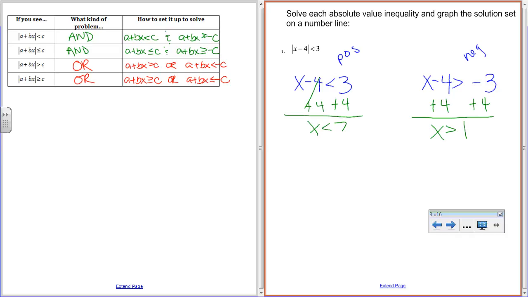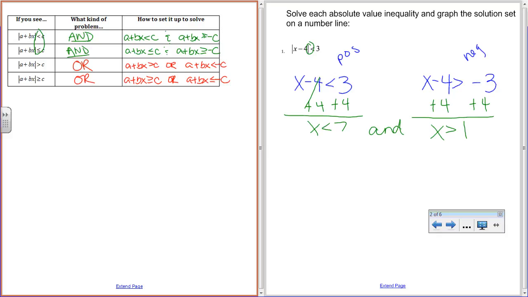It's or. Well, let's read it out loud. Absolute value of x minus 4 is, what's that symbol there? Less than. Do you hear the word or in there anywhere? What word do we hear? And. Can we take this inequality, match it up, and see what type of inequality it's going to be here? Less than. This symbol, both times, is what type of inequality? An and.